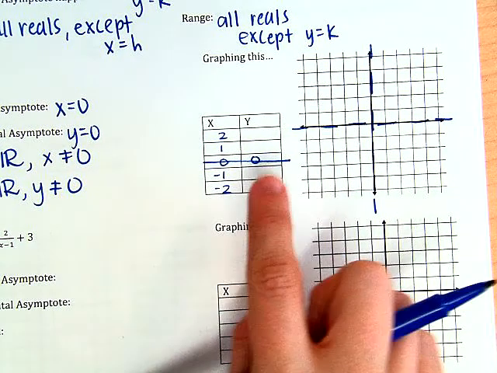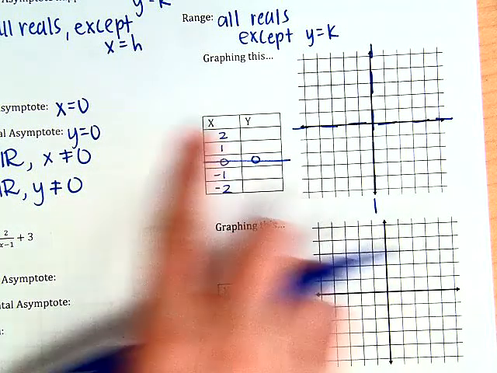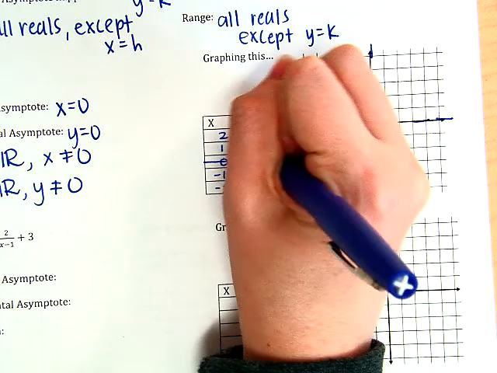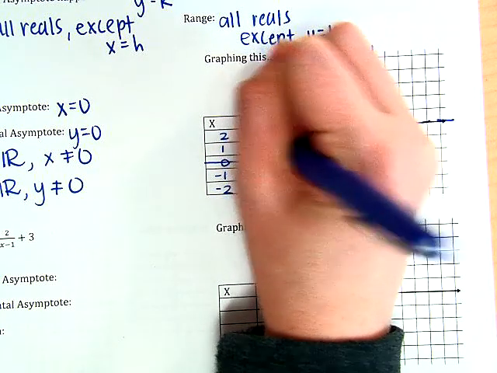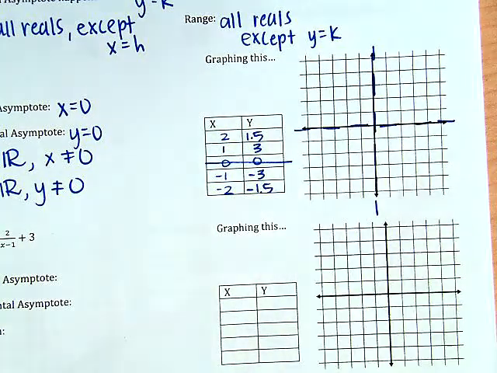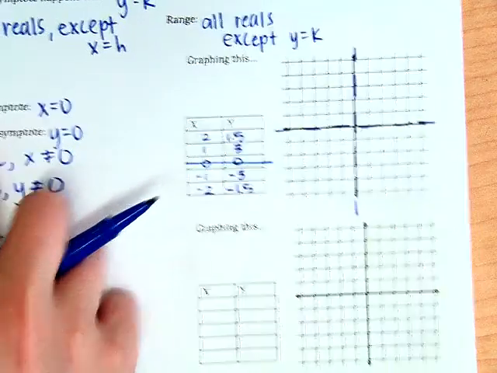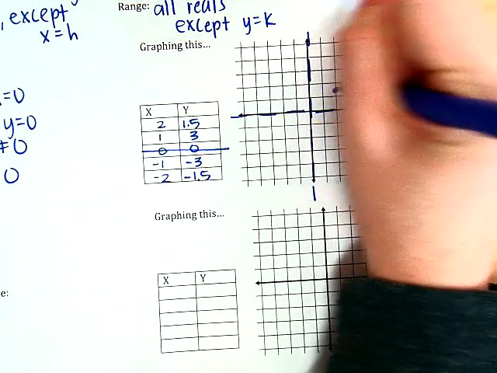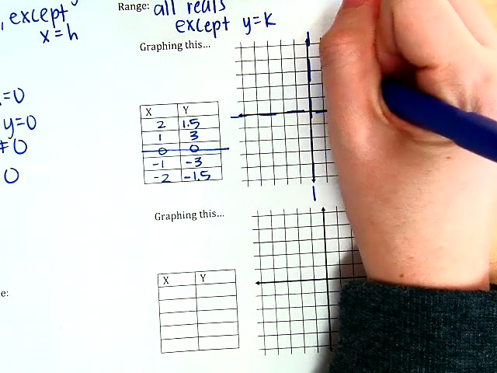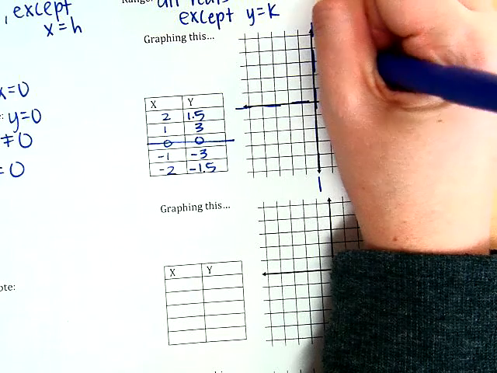Then if I do just a little math in here, if I plug in 1, 3 divided by 1 is 3, -3, and I have 1.5 and -1.5. I just take my x value and plug it into my original function. So now I have these points, 2, 1.5, 1, 3, and that's half my graph.